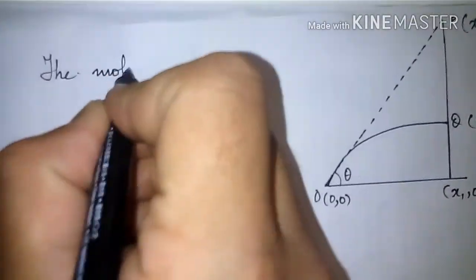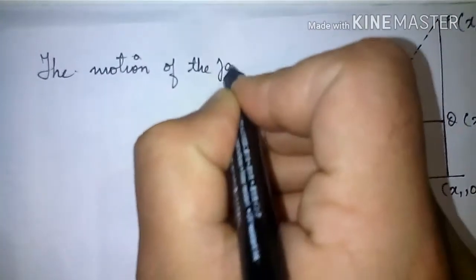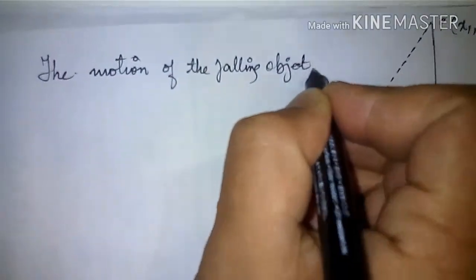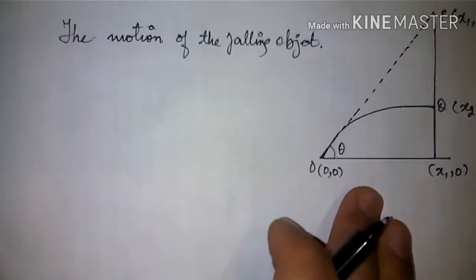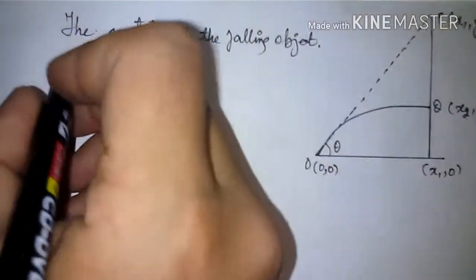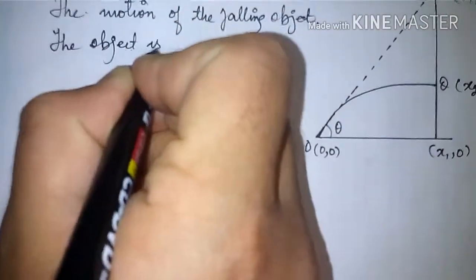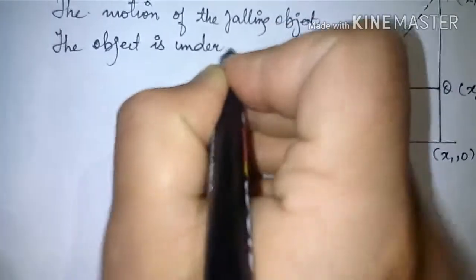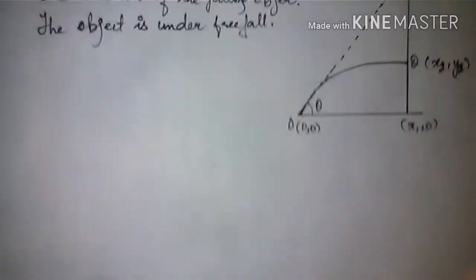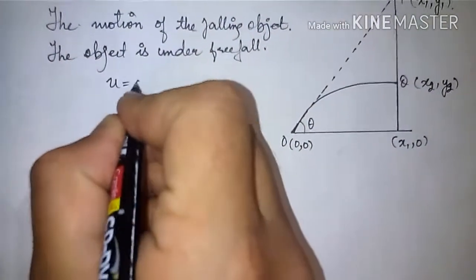First let us see the motion of the falling object. The object is at P here. It is falling downwards. It's under free fall. Most of you already know that under free fall, the initial velocity of the object is 0.